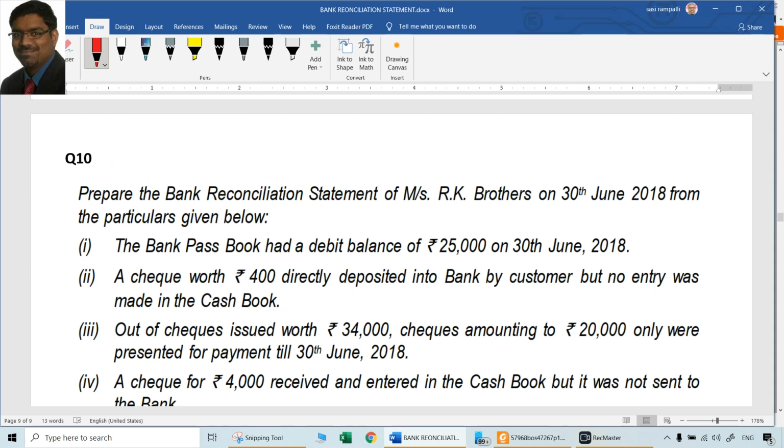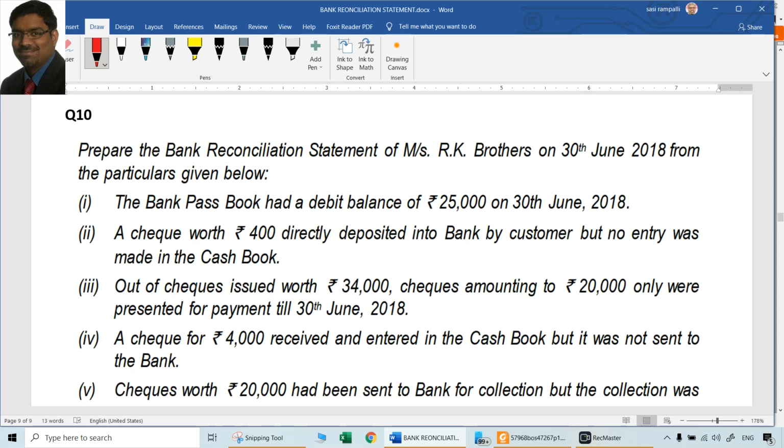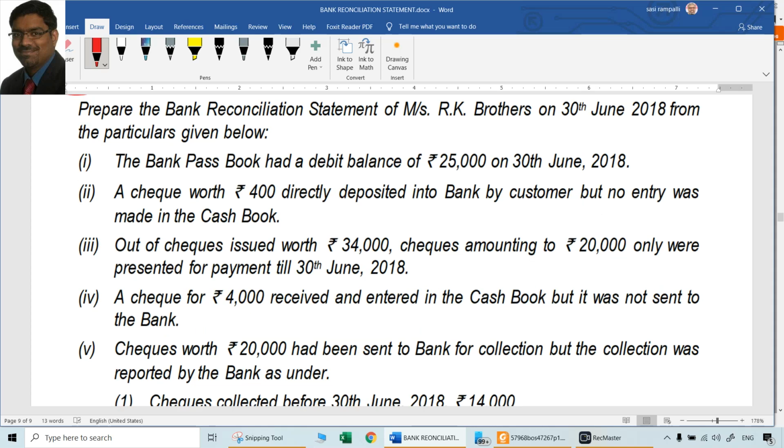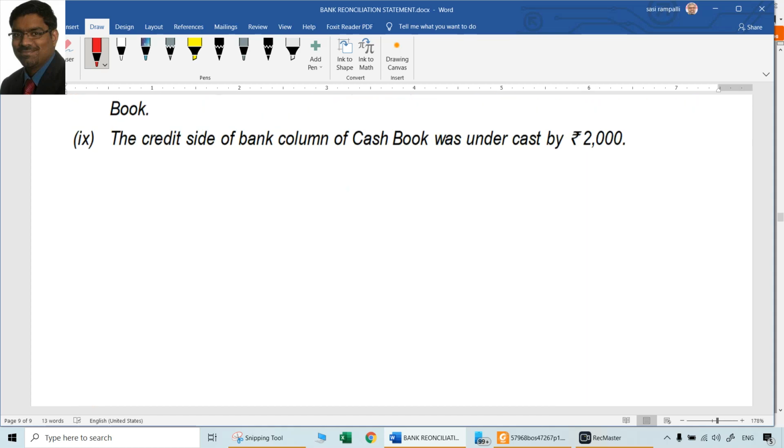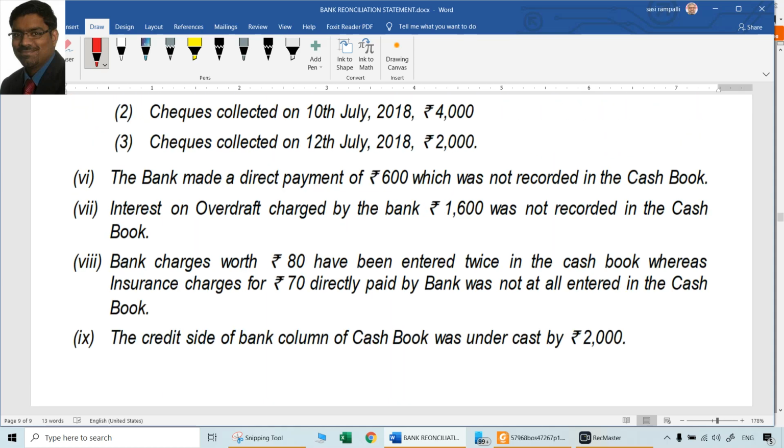Let us restrict to 10 questions which are there, all of them from the recent examination questions and recent revision test paper questions. All of them are those questions in the ICAI website. Question number 10, the last one for today's session, and of course for the chapter also as a whole.